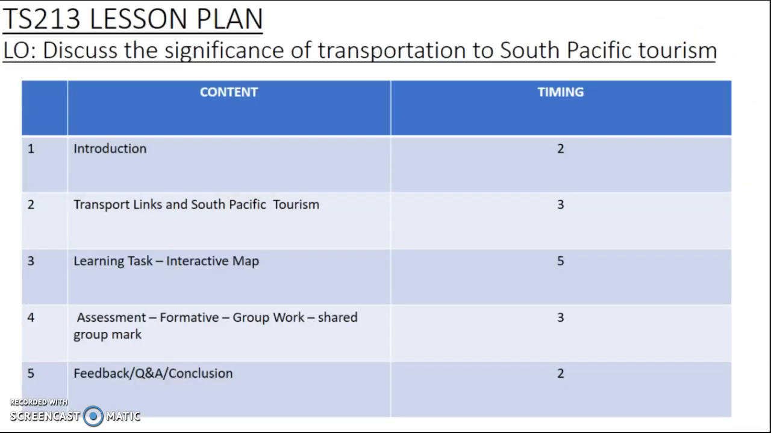Finally, the 15-minute lesson plan is outlined here. The introduction outlines the learning outcomes of the lesson, the learning activity, and the assessment. This takes about 2 minutes. The next 3 minutes covers at macro level transport links and South Pacific tourism. This includes transport and access dynamics, location of South Pacific countries in relation to main tourism generating regions of the world, and an overview of the link between transport links, geographical location, and tourism development in the South Pacific.